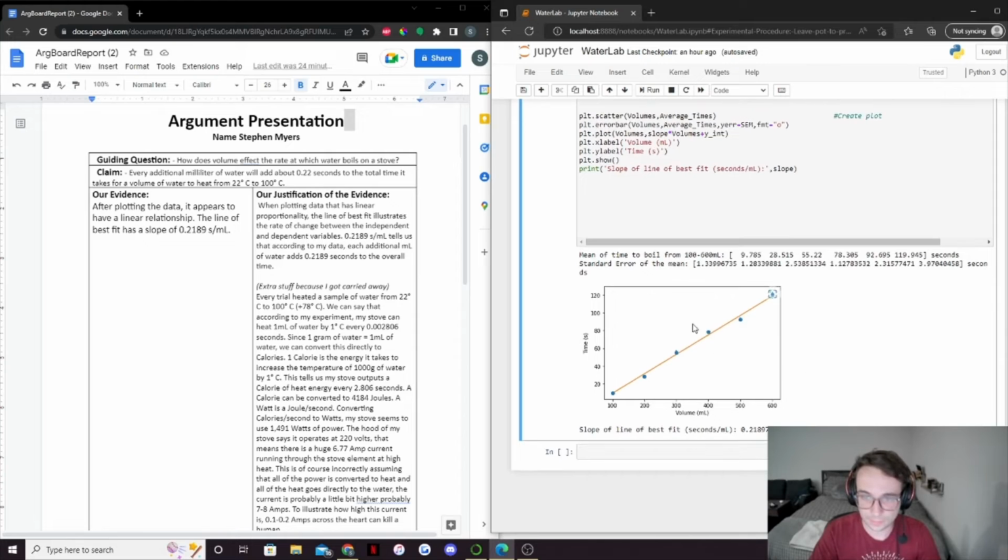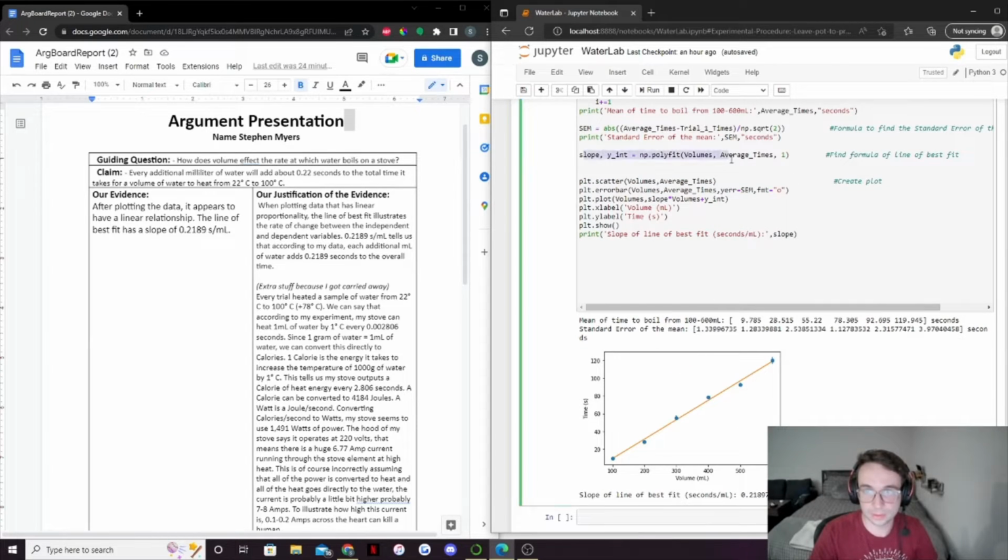So here you see a lovely little plot of the data. We've got our amount of time in seconds on the y-axis. We've got our volume in milliliters on the x-axis. Here you can see the average for each trial as these little dots. And then I was also able to find the formula for the line of best fit, which is this orange line here. And so it had a slope of 0.2189.